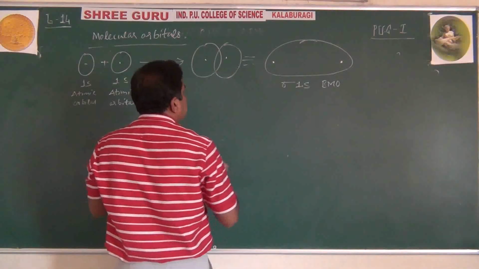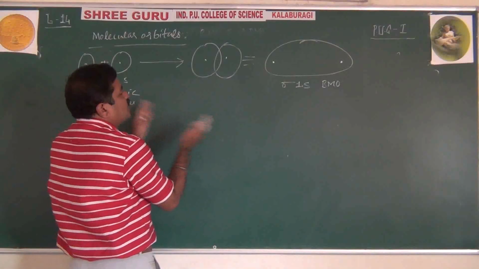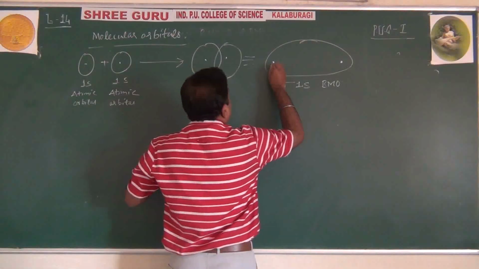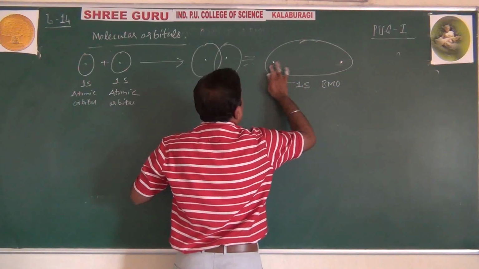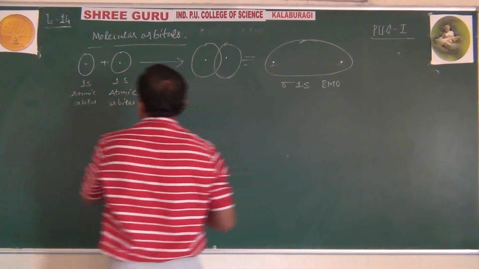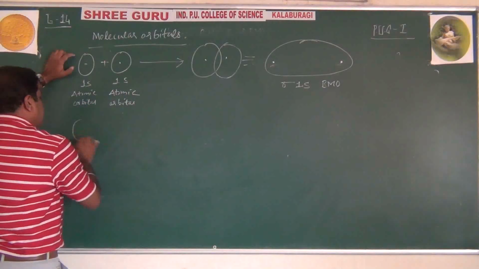If it is 2s also same. See, there is a force of attraction between nuclei. That's only positive or negative. Got it? Okay. This is bonding. Like this, antibonding.